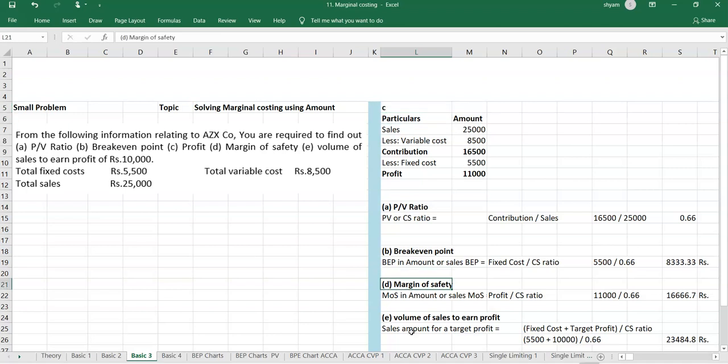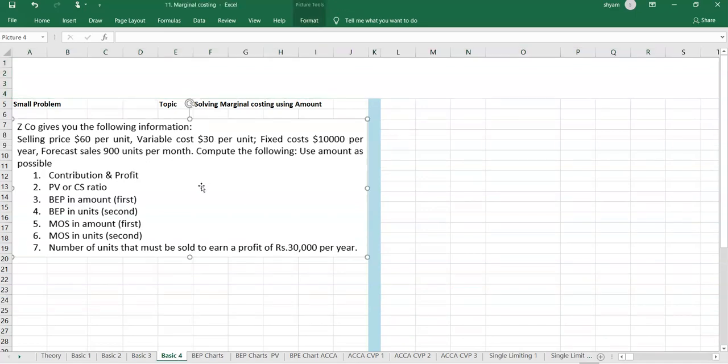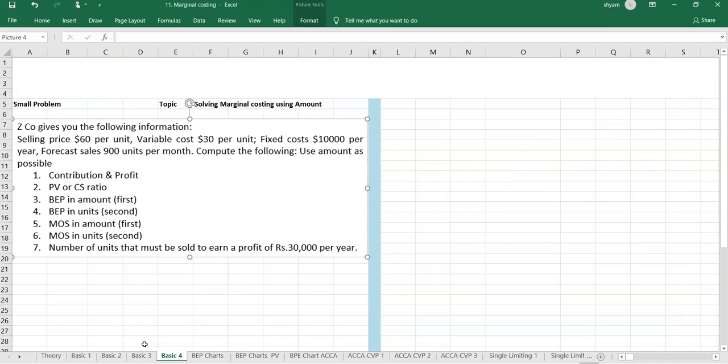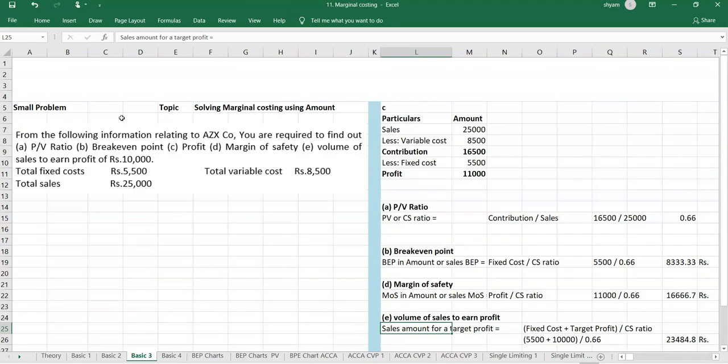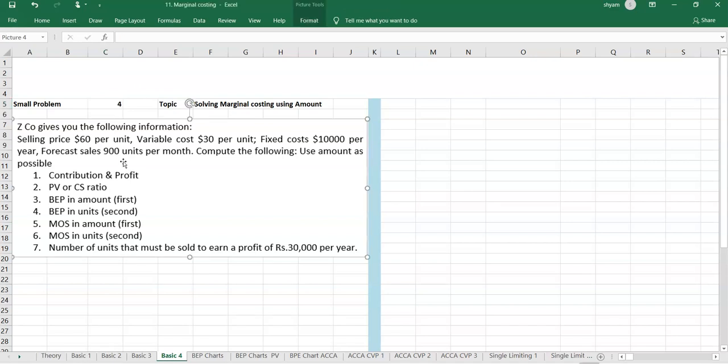And D is done, E is done. So that's about this problem. We'll move on to the next one. So here we have a problem which is similar to, I think we have solved the second one. The second problem and this problem are almost similar. The earlier one was our third problem, and now we are doing our fourth problem. Okay, so let's start with the question.